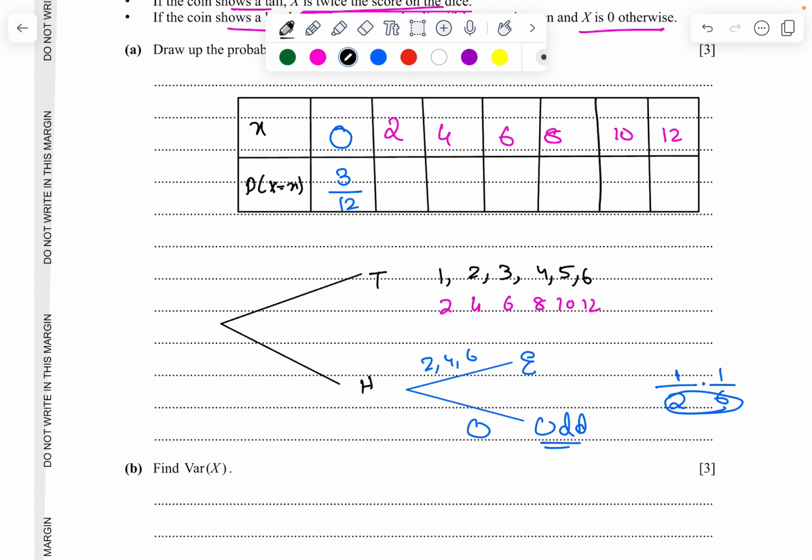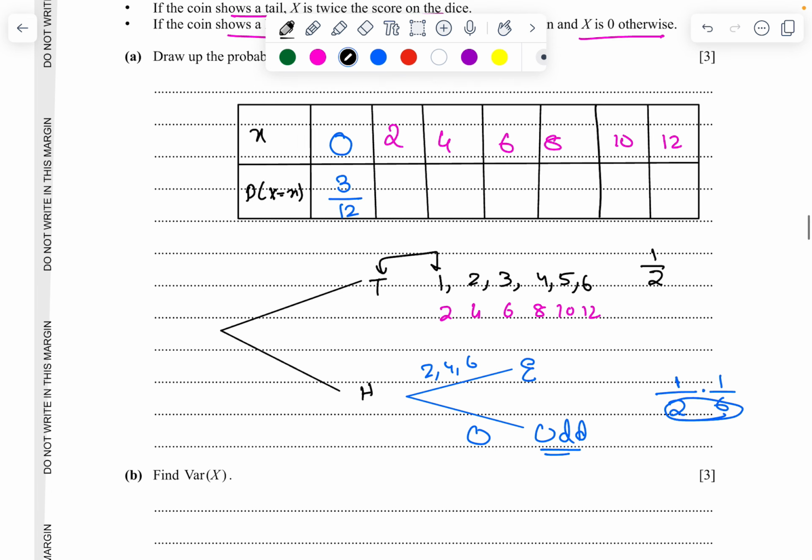Now to the next one, getting 2. How can I get a 2? Tail and 1. So tail is 1 upon 2. So let me write probability of getting a 2. So it can be tail and 1 or head and 2. Tail is 1 upon 2, 1 is 1 upon 6, or head is 1 upon 2, 2 is again 1 upon 6. So it's going to be nothing but what? 2 upon 12.